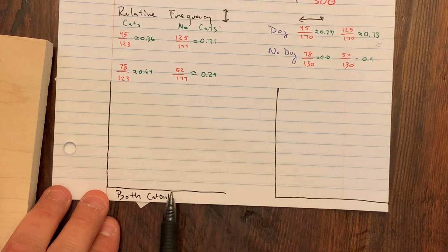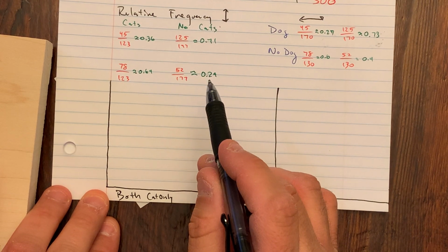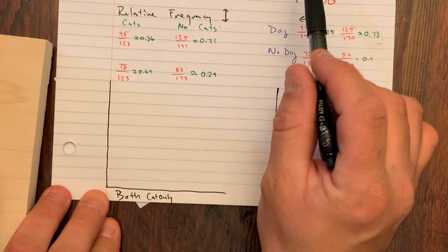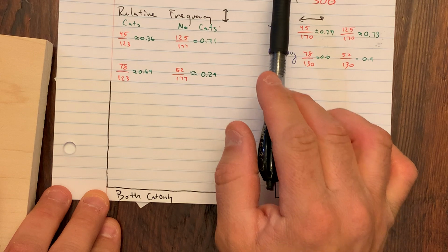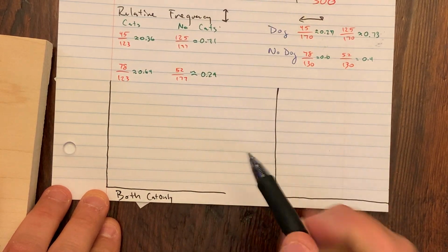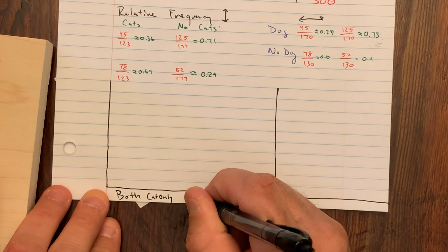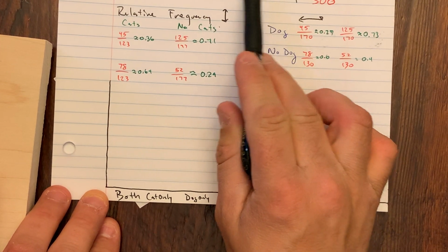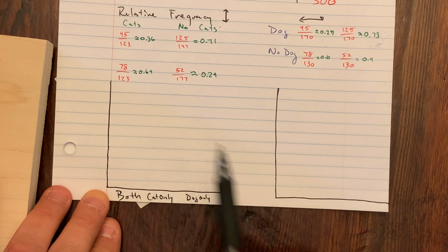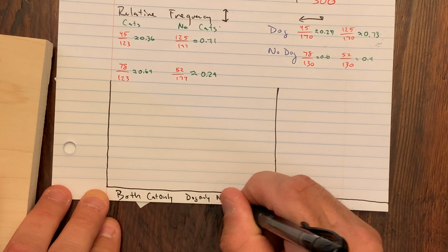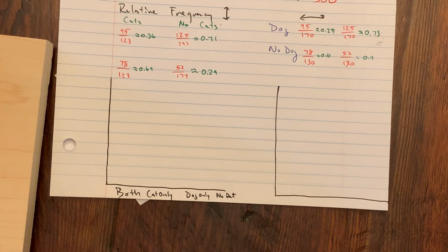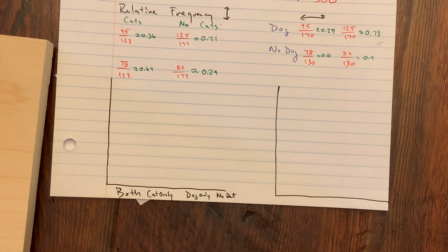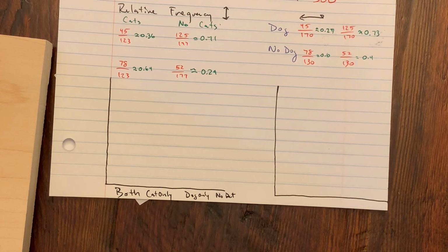And then the other part over here on this side is going to be people that said, all right, they own a dog, but no cat at all. So that's a dog only. And this one is this section right here, this 52 out of 177, this is no pet at all.